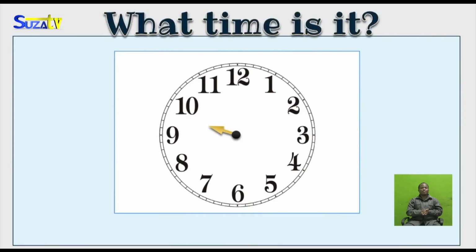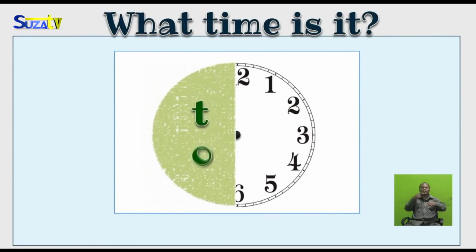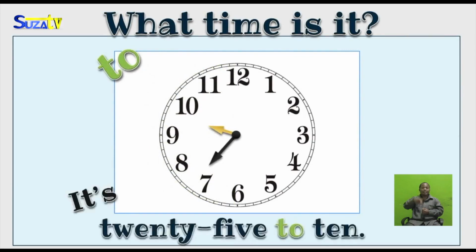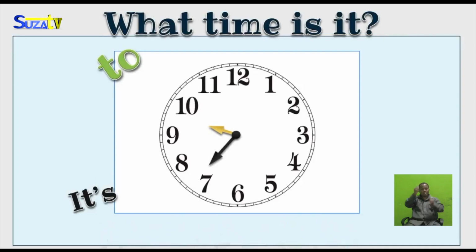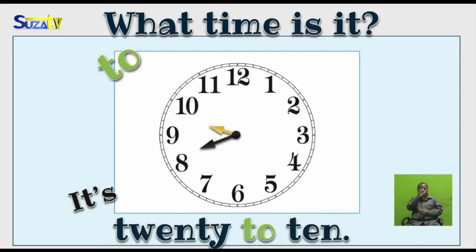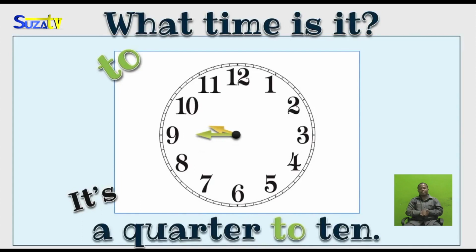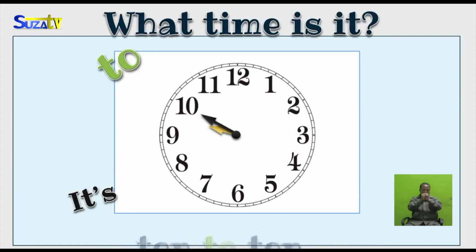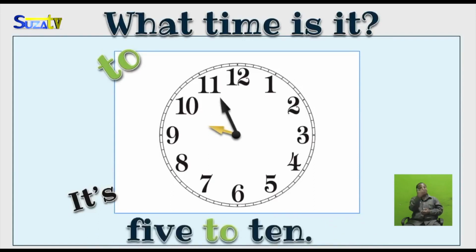Let us have 2 claps. 1, 2. What time is it? It is 25 to 10. It is 20 to 10. It is a quarter to 10. It is 10 to 10. It is 5 to 10.